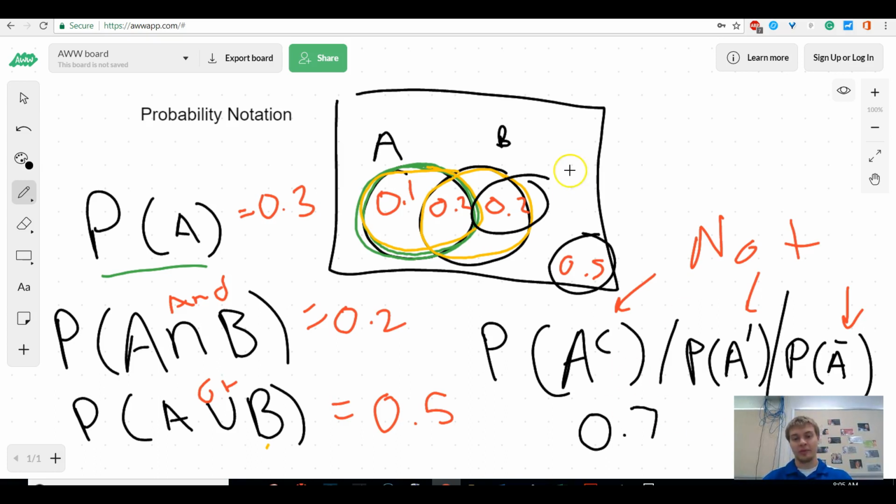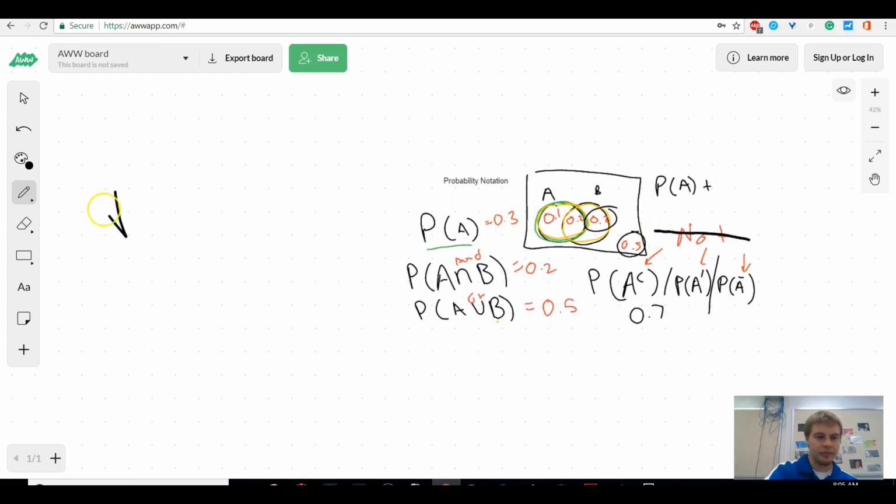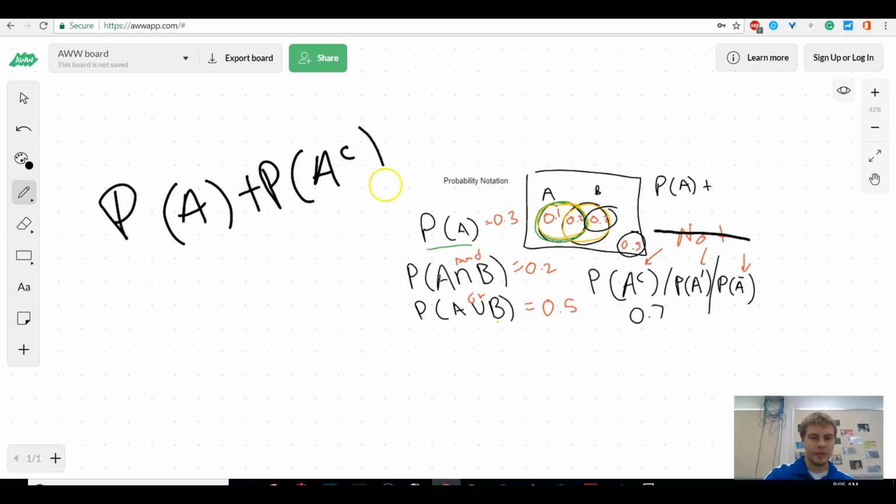Same thing if we did the sample set of B. If you look at B, the probability of B is 0.4. The probability of not B is 0.6. So the probability of A plus the probability of not A should always equal 1. Okay? So just try to keep that in mind when you're doing all the problems.